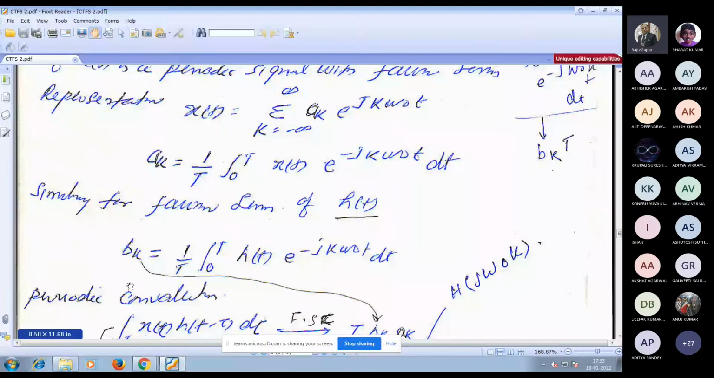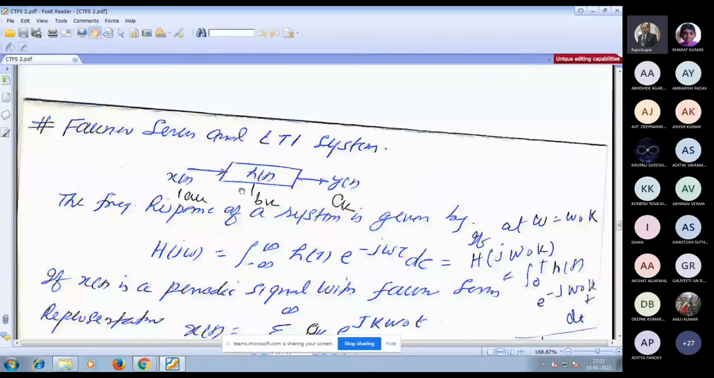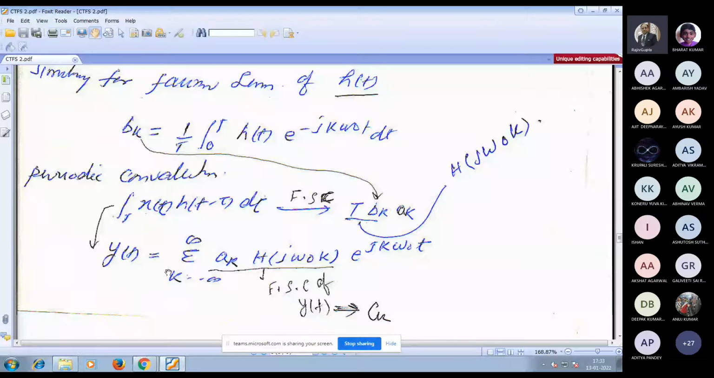Bk is 1 by T, integral from 0 to T of h of t e to the power minus j k omega naught t. And you know one thing very well, that if you convolve these two, what is y of t? y of t is nothing but the convolution of x of t and h of t. And according to the property of the Fourier series, if you convolve x of t and h of t in the time domain, their Fourier series coefficients become T, ak and bk. This is according to the property that I already told.